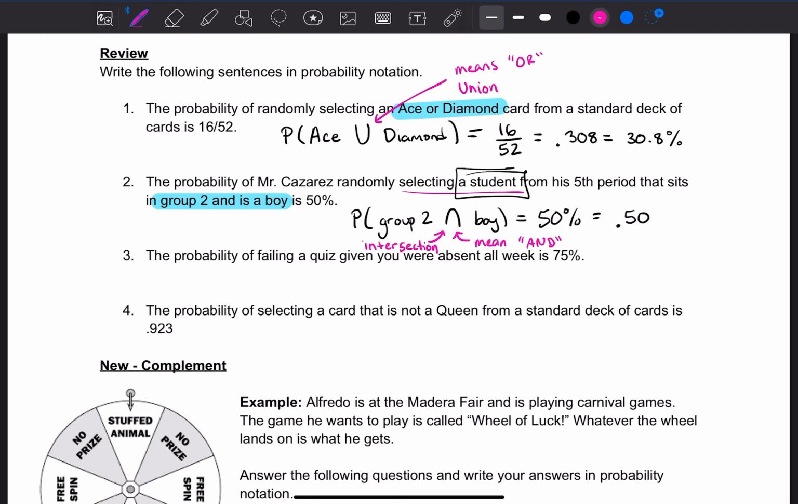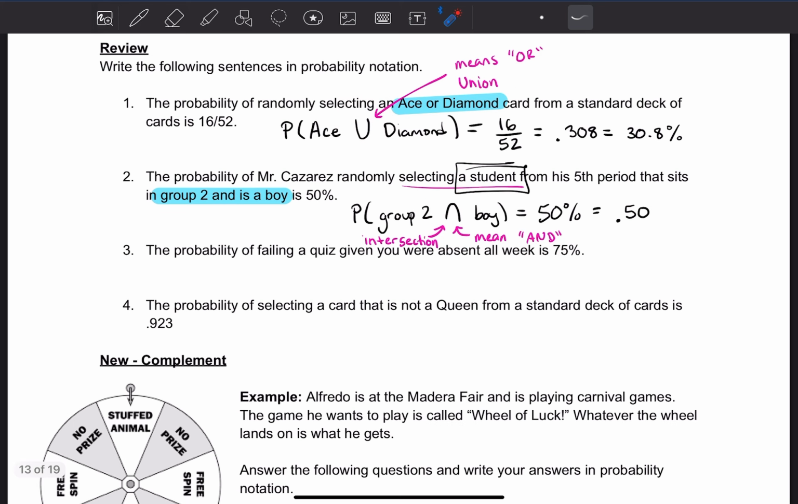All right, so from now on, I'm going to go ahead and start calling these symbols a union and intersection. And you have to know that a union means or, and an intersection means and. Okay, so we're going to go ahead and go to number 3.